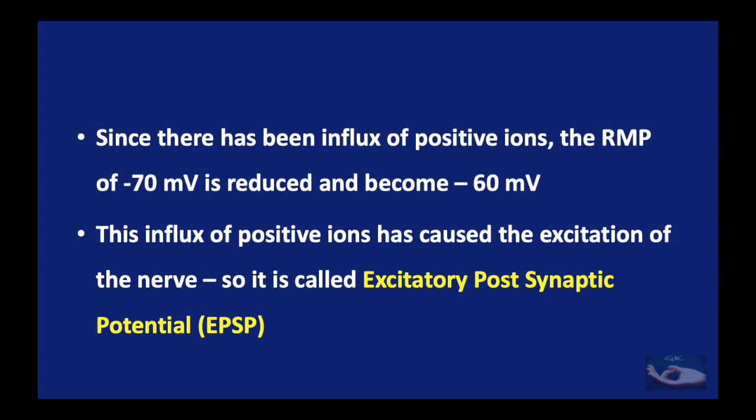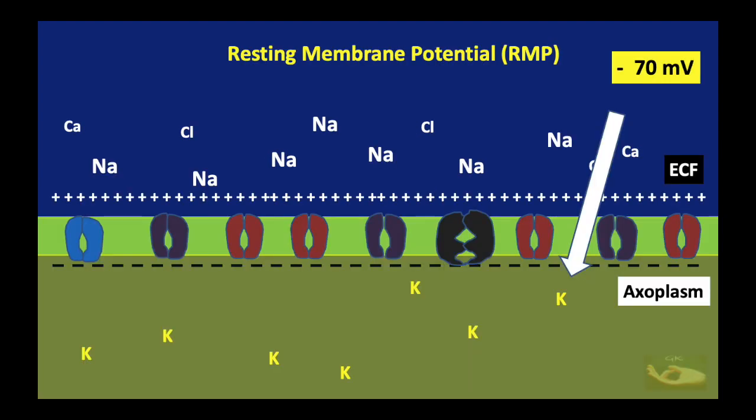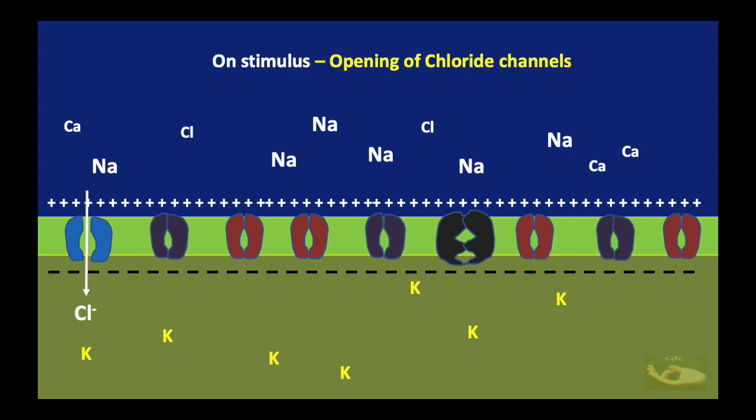This influx of positive ions has caused the excitation of the nerve, so it is called excitatory postsynaptic potential or EPSP. On the other hand, if yet another stimulus causes the opening up of the chloride channels alone, the chloride ions would move in, bringing more negative charge into the cell.